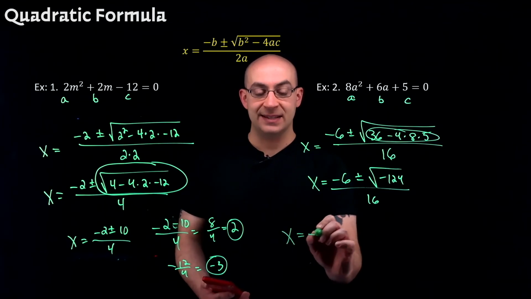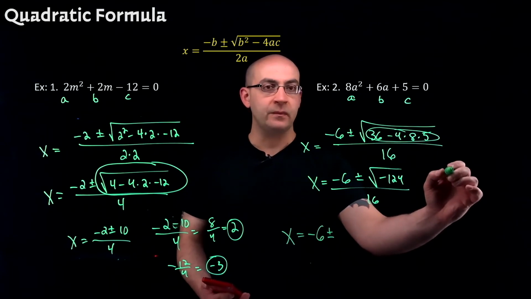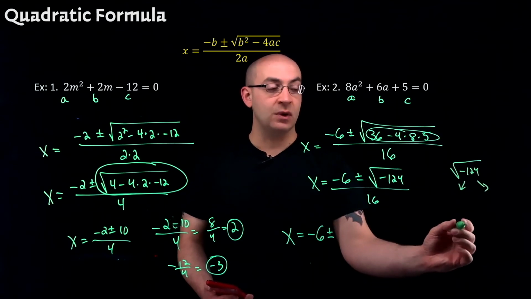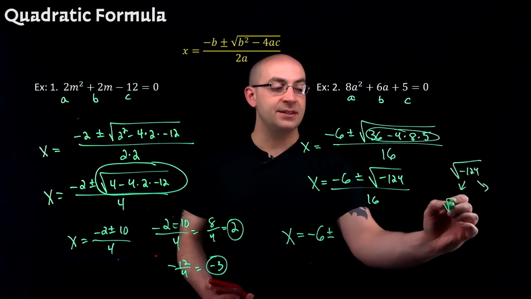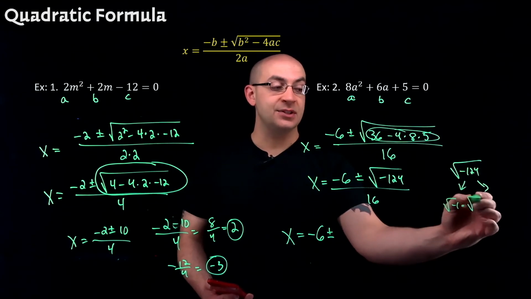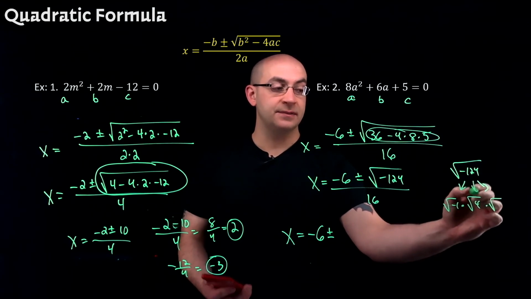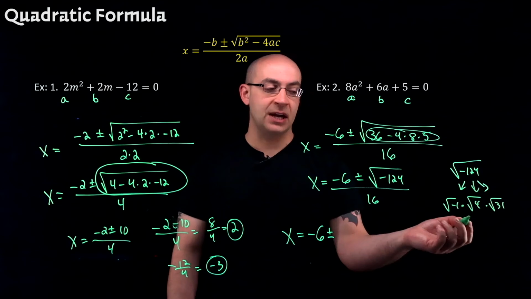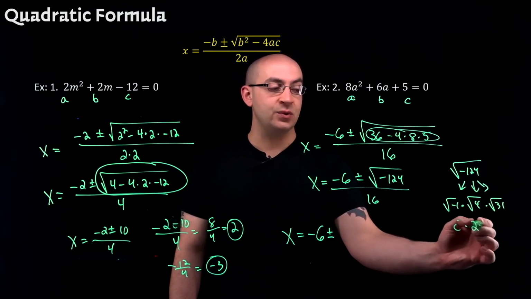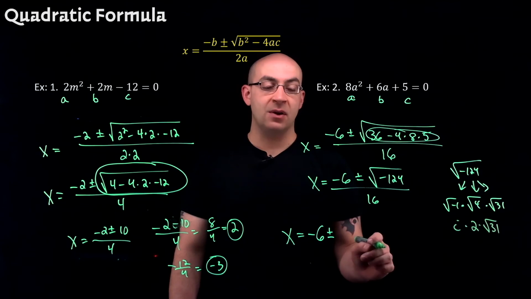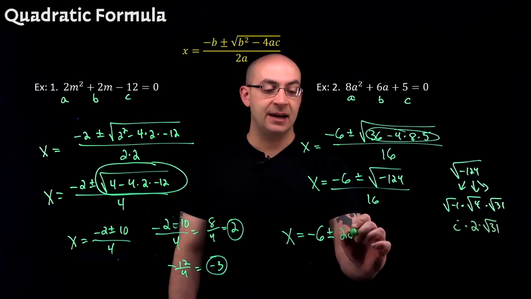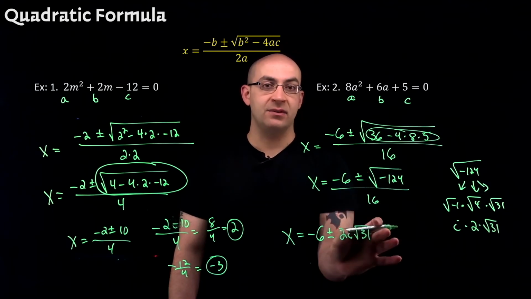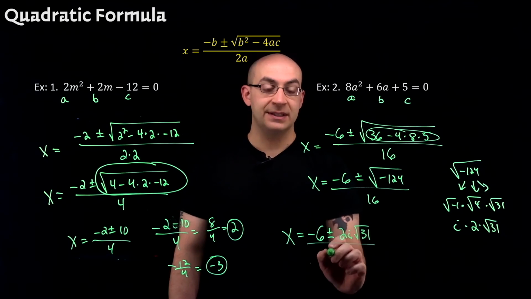This is going to be x equals negative 6 plus or minus. Now, when I break down the square root of negative 124, we've got a couple things going on here. This is going to be the square root of negative 1 times the square root of 4 times the square root of 31. And again, I took that negative 1 out because I'm going to have an i value. This is going to be i times 2 times the square root of 31. So when I put this all together, I'm going to get 2i root 31. That will simplify from the discriminant to this level to here. And that's going to be all over 16.